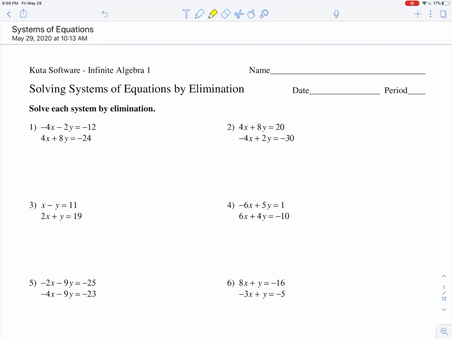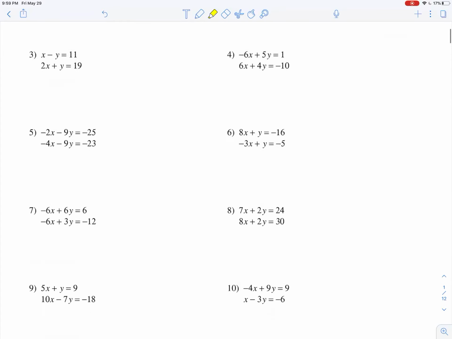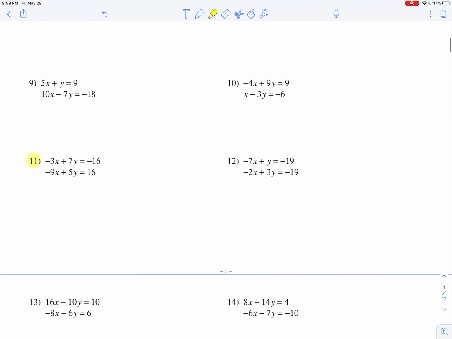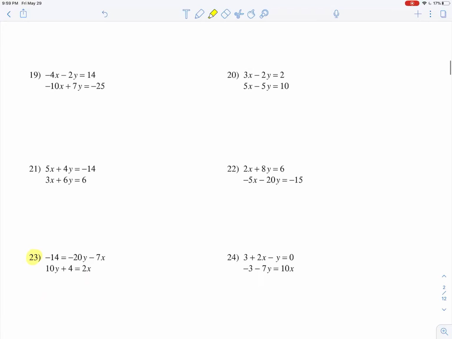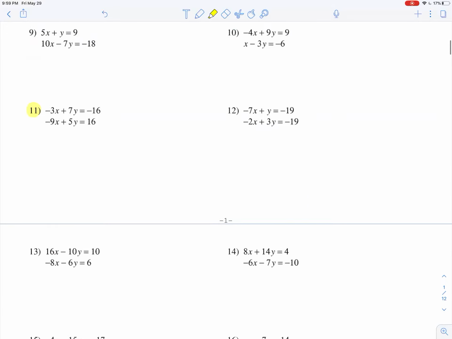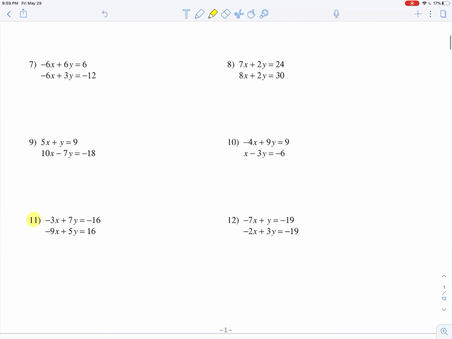The first one I'm going to look at is the solving systems of equations by elimination worksheet. Make sure you're on the right worksheet here. I'm going to work through problems 11 and 23, which was also a tricky one. So with that, let's get right into it.